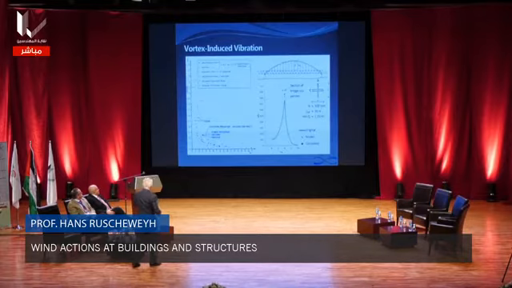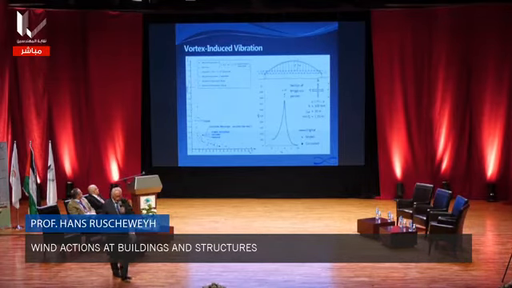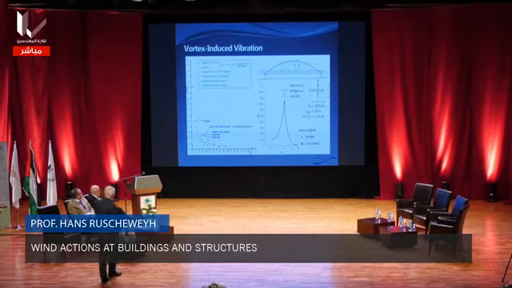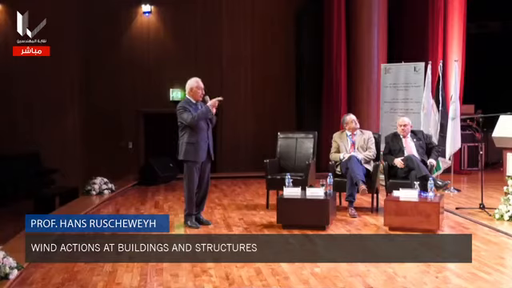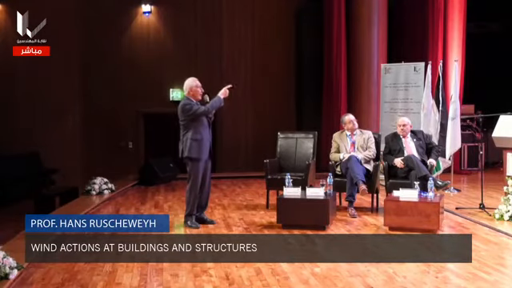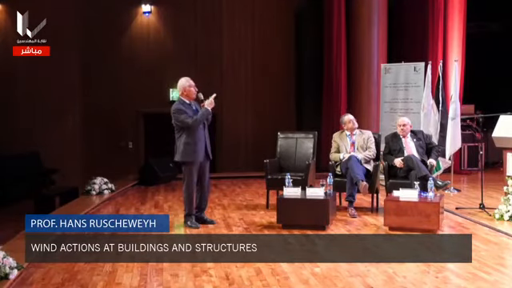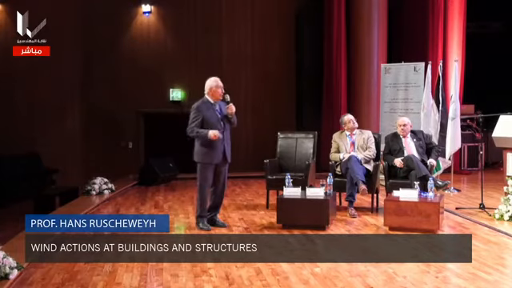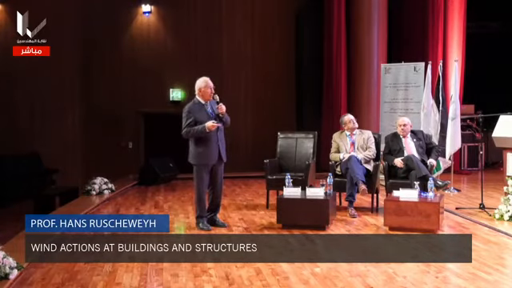So, this is important. The left diagram is very important. On the abscissa, you have the Scruton number. The Scruton number was called in earlier times the mass damping parameter. There is a mass and the damping included. This is a constant for each structure. And on the ordinate, you have the amplitude, y over b. B is the diameter or the length or the crosswind dimension.